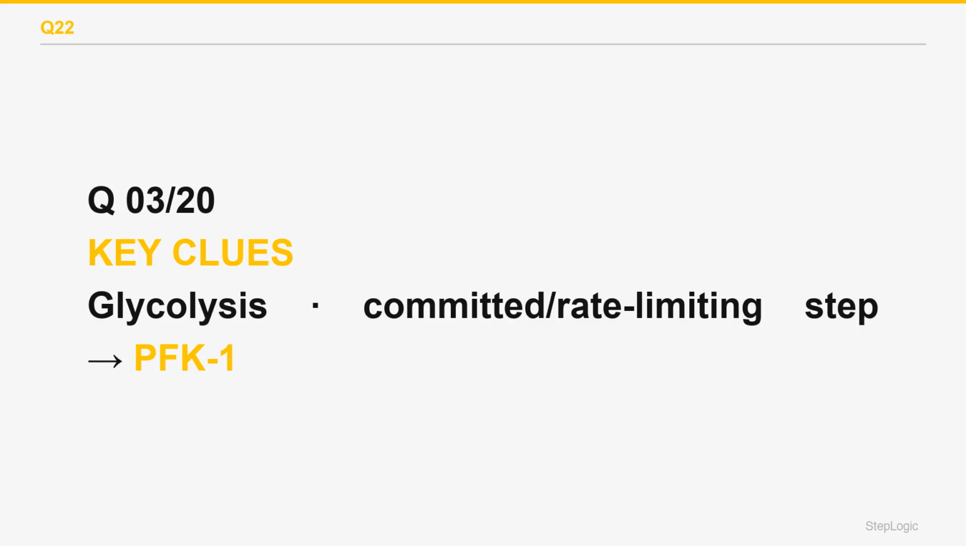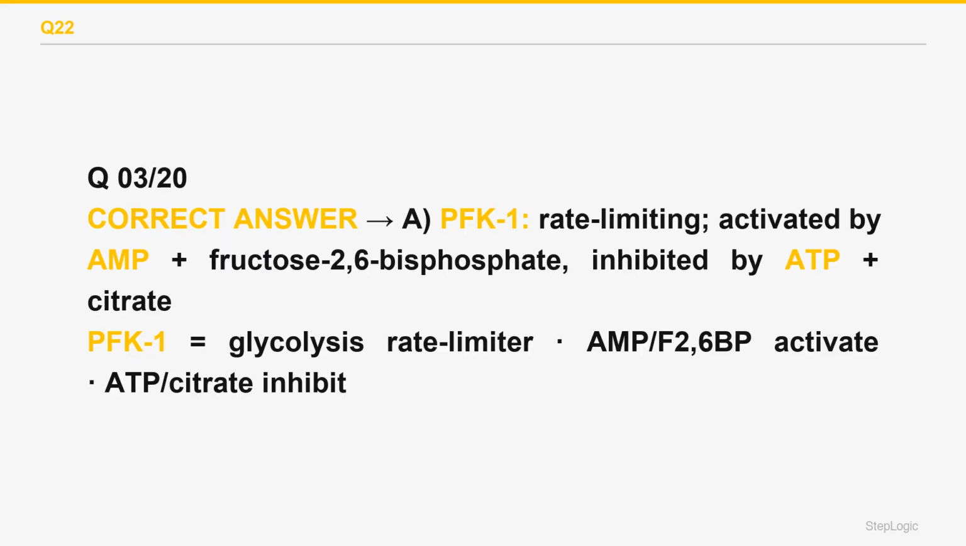The rate-limiting committed step of glycolysis is catalyzed by phosphofructokinase 1, PFK1, which converts fructose 6-phosphate to fructose 1,6-bisphosphate. As the key control point, it is tightly regulated by the cell's energy state. PFK1 is activated by signals of low energy and high demand: AMP, signaling low ATP, and fructose 2,6-bisphosphate, the most potent activator, which links to insulin signaling. It is inhibited by signals of high energy: ATP, abundant energy, and citrate, signaling that the TCA cycle is well supplied. The correct answer is A.